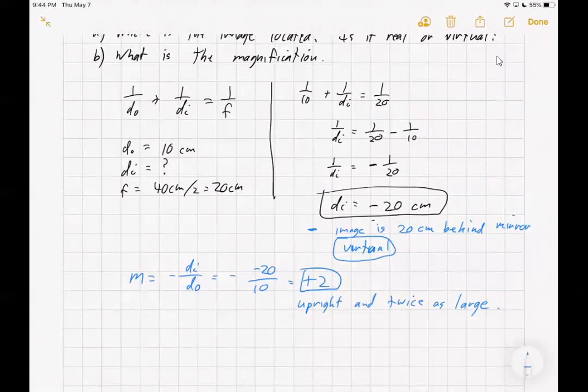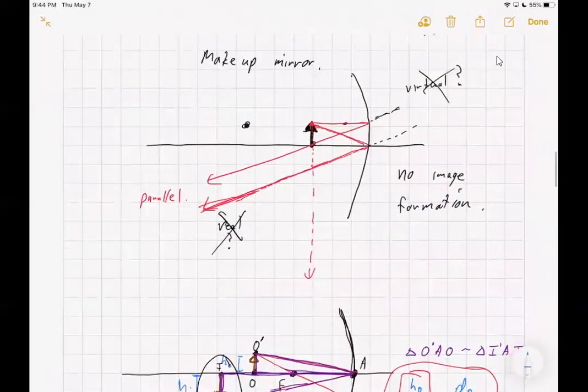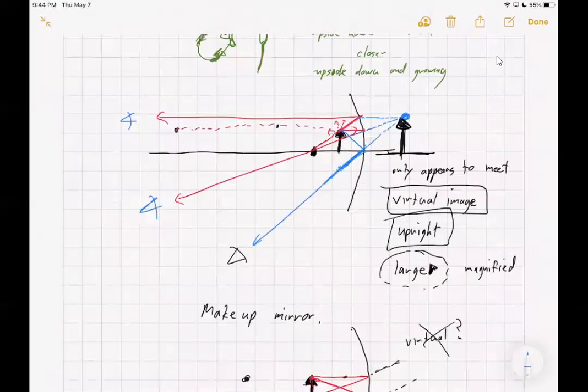So the algebra leads us to having a negative image length, which means it's virtual, and a positive magnification. The positive doesn't mean it's bigger, it means it is upright. The 2 means it's twice as large. If that had been positive 1/2, which it can't be in this case, but we will see that soon enough with convex mirrors, a positive 1/2 would mean that it's upright and half the size. A positive 2 means it's upright and twice the size. So this corresponds pretty nicely to what we had seen in this picture right here when we did the ray tracing.